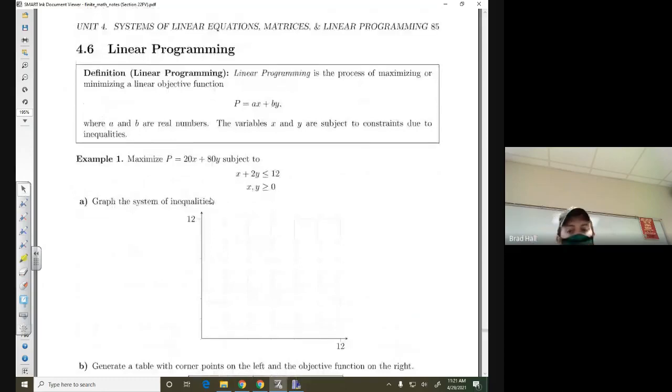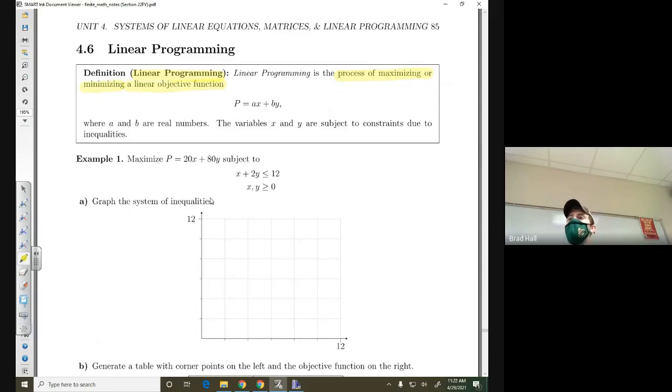Linear programming. It is a direct extension from what we've been talking about in the previous section. So we're going to do exactly what we did in the previous section and add a little bit more to it. For linear programming, we're going to add in this process of maximizing or minimizing some function that they give us.